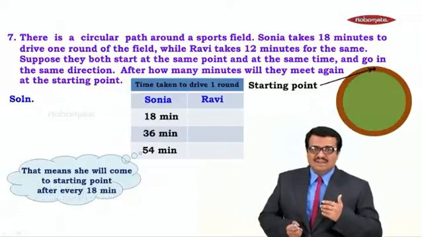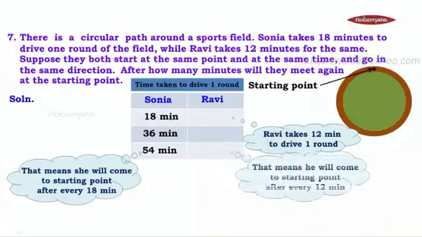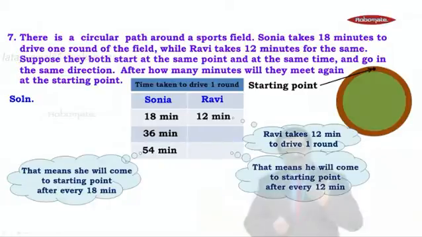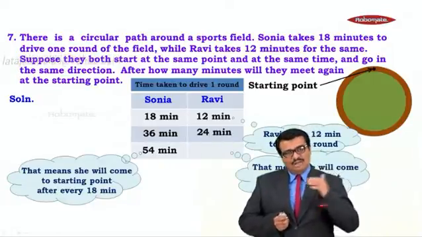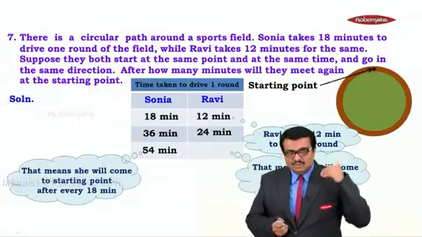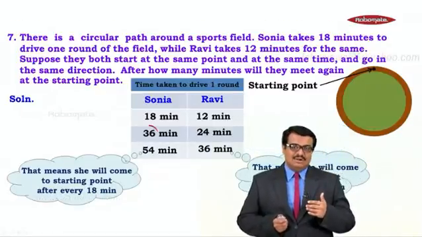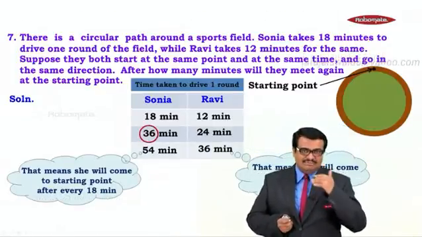Same way, Ravi takes 12 minutes to make the first round. That means he will come to the starting point after every 12 minutes. So in 12 minutes he comes to the starting point. Add 12 to this, 12 plus 12, 24. After 24 minutes, again he will come to the starting point. Suppose he goes on a drive again, so 24 plus 12, 36 minutes, again he will come to the starting point. And can you see both of them?